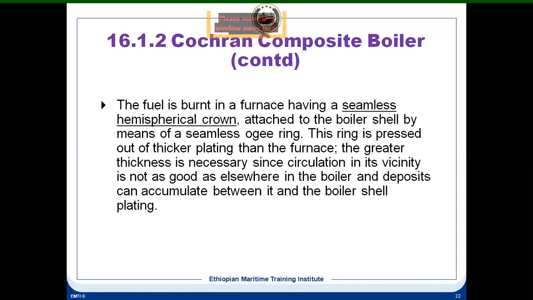Now, as with most smoke tube boilers, the designs which we have seen so far, the fuel is burnt in a furnace having a seamless hemispherical crown that is attached to the boiler shell by a seamless OG ring. And this OG ring, as we talked about earlier, is pressed out of a thicker plating than the furnace, and the greater thickness is necessary since the circulation at the bottom part of the water drum where this OG ring is fitted, that is around the furnace, is not as good as elsewhere in the boiler.